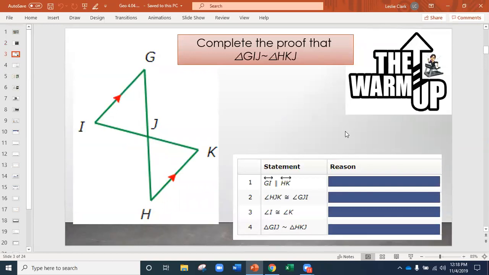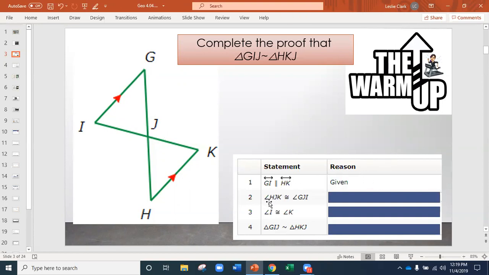Here is our proof. We're going to complete the proof that triangle GIJ is similar to triangle HKJ. So we started this stuff on lesson 403. So if you watch the help recording, this should look familiar. Hopefully you'll go back and watch it if you haven't. So the first one, it says that line GI is parallel to HK. We can see that from the picture, those two arrows, so that is a given.